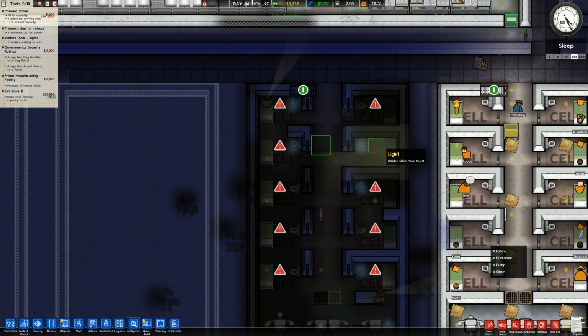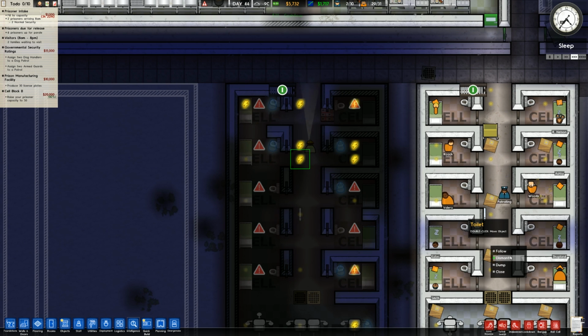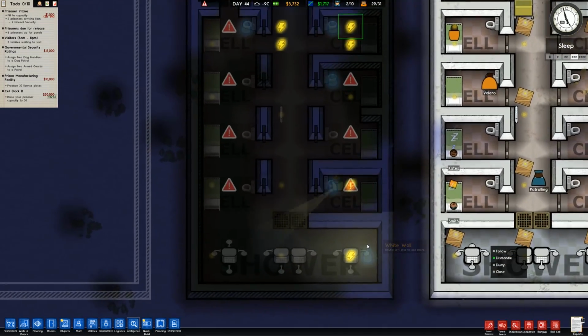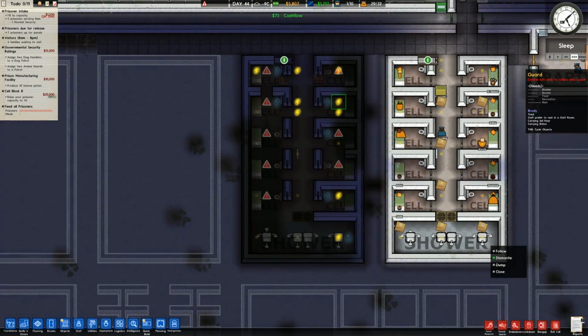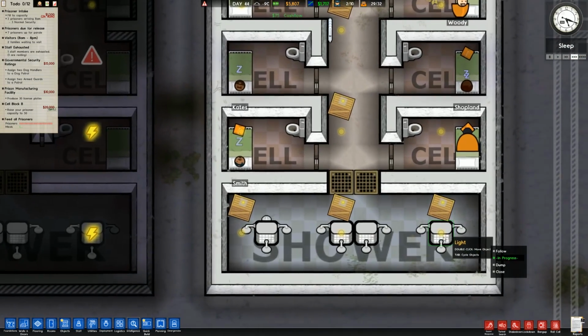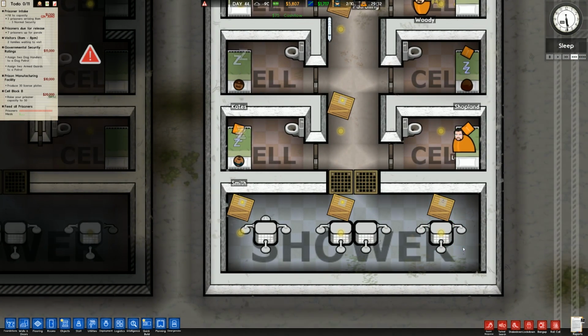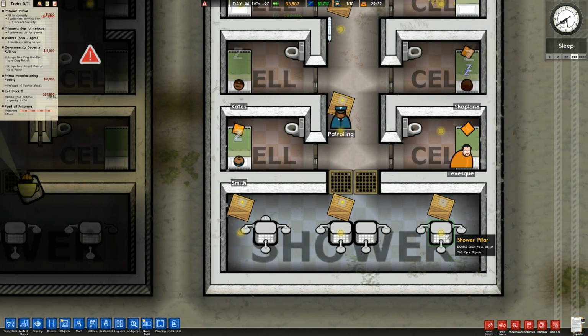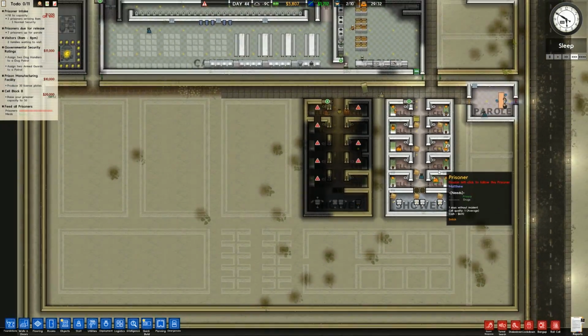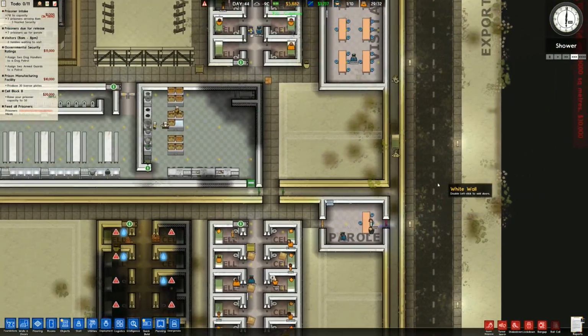Let me get that one dismantled and that one dismantled. And you see they're now focusing on this. But there won't be any... Well, there will be lighting in the shower because apparently that shower pillar, you can have a light above it. Oh, that's interesting. Didn't know you could have that.